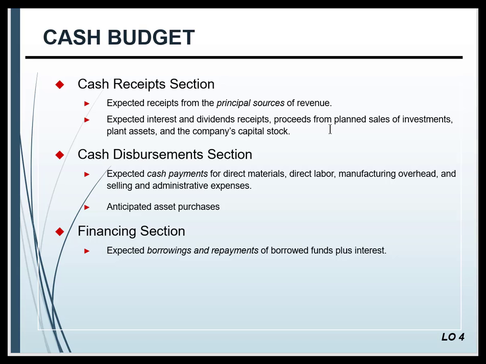exactly the opposite. We have to pay for materials and labor. We have to pay for the overhead components, selling and administrative expenses. Again, there might be some anticipated asset purchases. So all of these go into the receipts and the disbursement section.